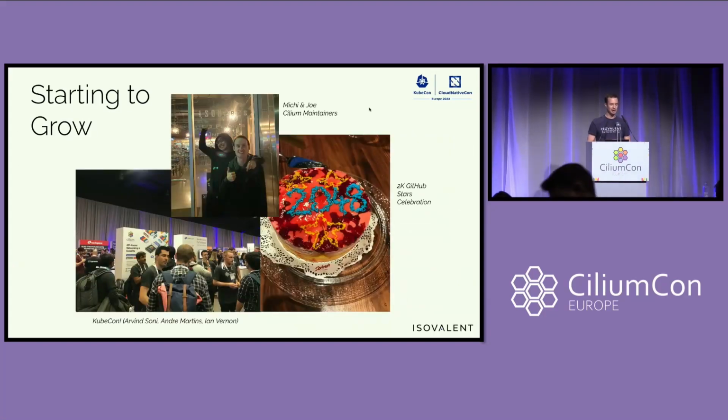We kept on growing. You see the booth that we have. I think this was already KubeCon. Yes, this was the first KubeCon we did, or like the second or third KubeCon we did. Cilium passed 2,000 stars, and because we're engineers, we didn't actually celebrate the 2,000, of course, the 2048. We're engineers after all, right? You also see Michi and Joe, two early Cilium maintainers in this picture.